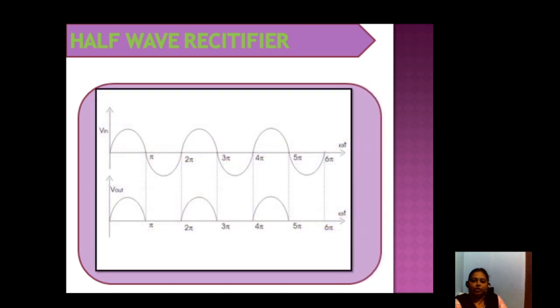When you look at the waveforms of a half-wave rectifier, the first one shows the waveform of the input AC and the second one shows the output at the load resistance. When you compare these two waveforms, you can see that at the output, the voltage is only in one direction, which means we get a DC voltage at the output.